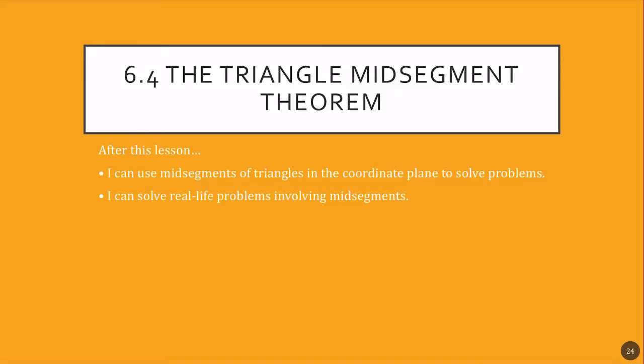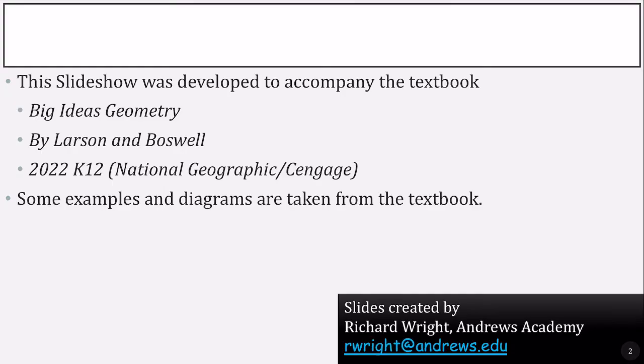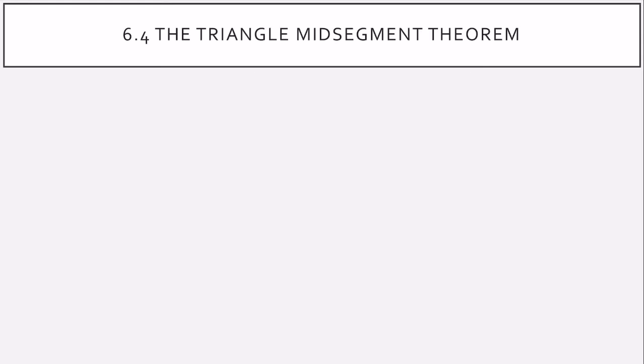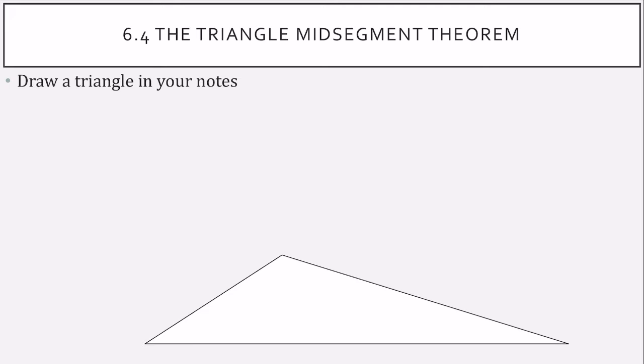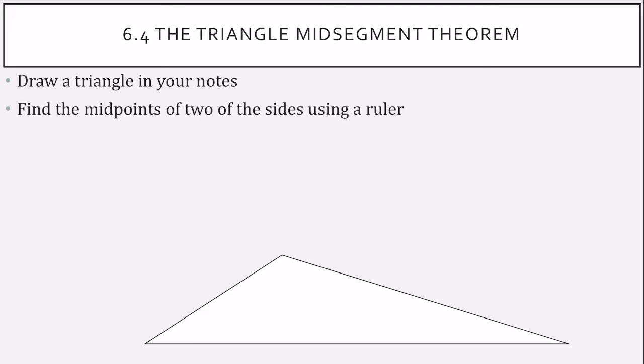Lesson 6.4, the triangle midsegment theorem. Try drawing a triangle in your notes. So find just a blank spot in your notes. You'll need a ruler. So there's my triangle. Pause when you need to do your drawings.